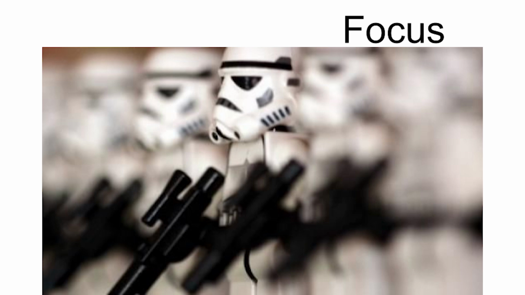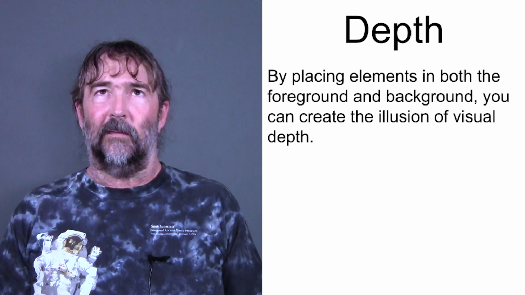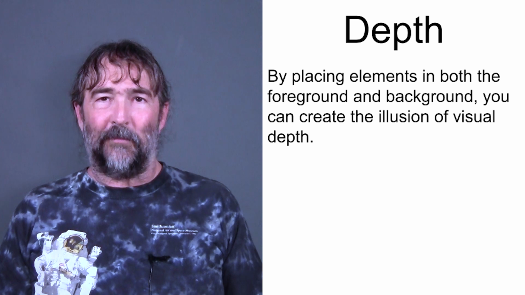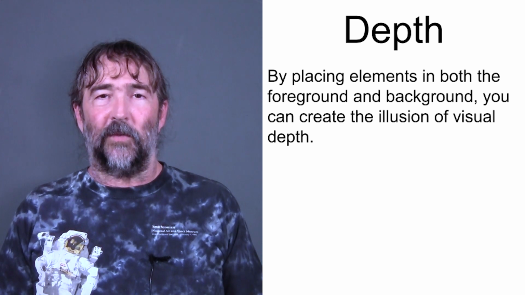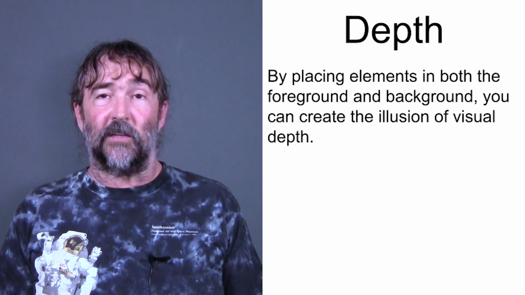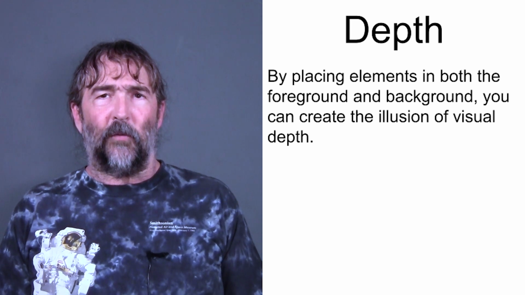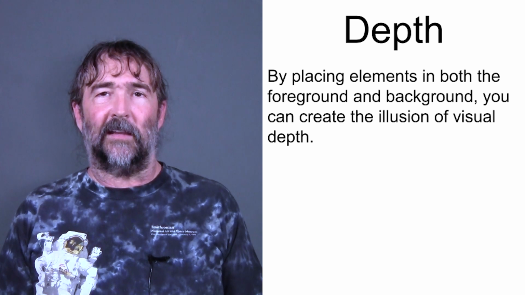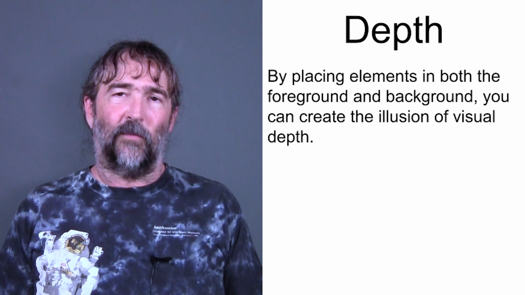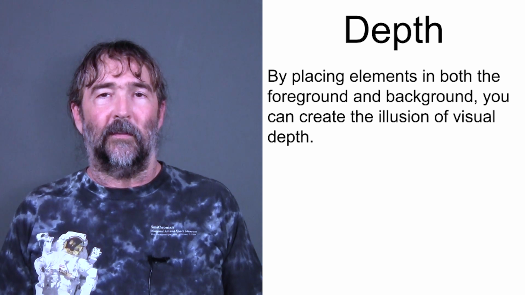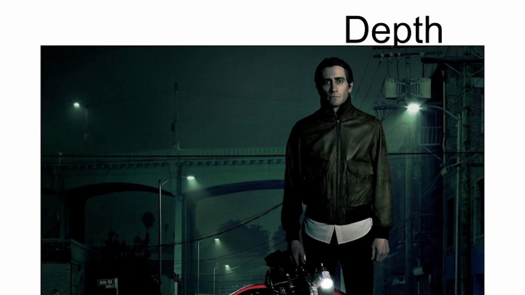A video screen or a photograph is a flat medium. It's two-dimensional, and there's nothing we can do to make it be three-dimensional. It's a two-dimensional representation of a three-dimensional world. But we can put elements in it to remind us of that three-dimensionality. Right? By having an element in the foreground and in the background, it creates the illusion of depth where no depth actually exists.